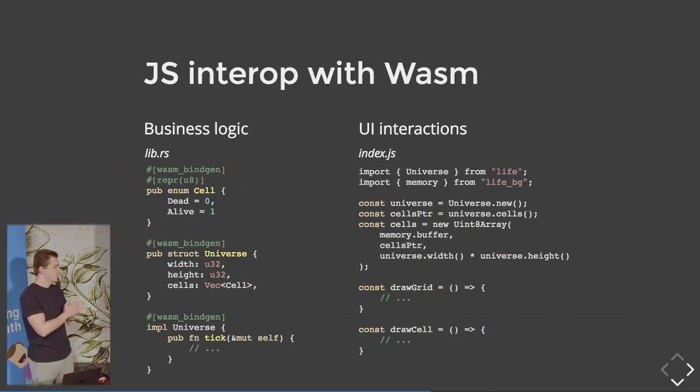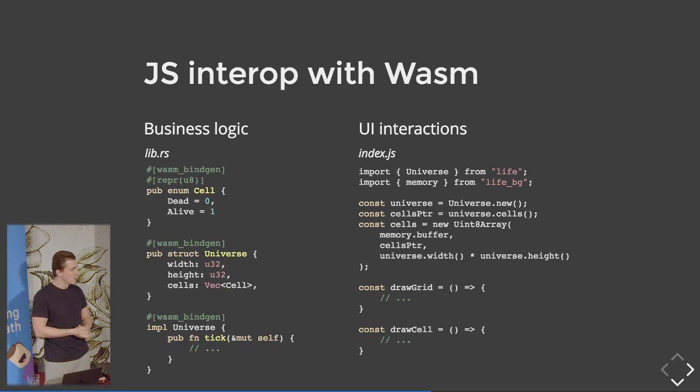From the coding perspective, it looks like this. So again, business logic inside the Rust file. We have enum of name cell that represents the cell, universe, which contains the size of it and the state of each cell. And also there is this method called tick that calculates and generates next generation based on the current state of the grid.